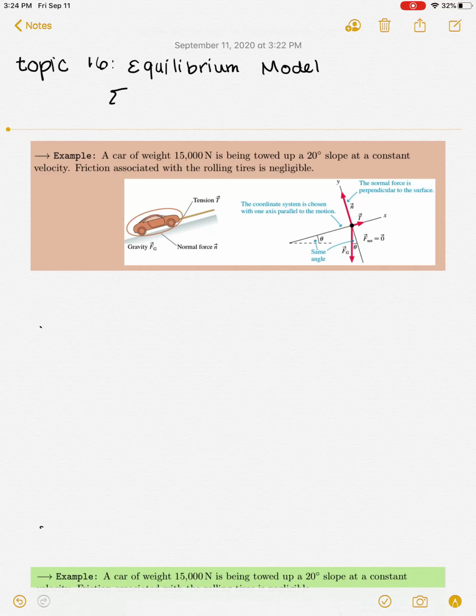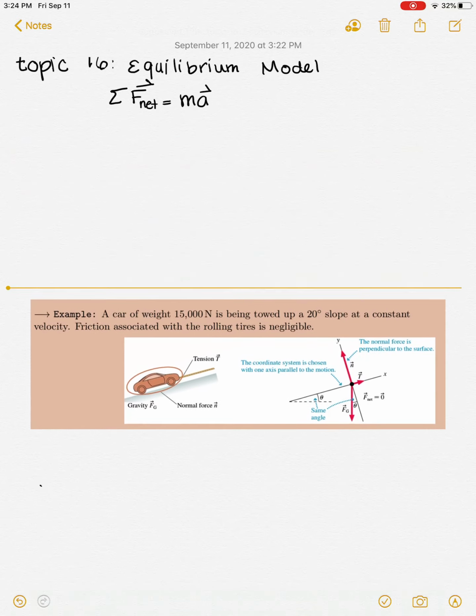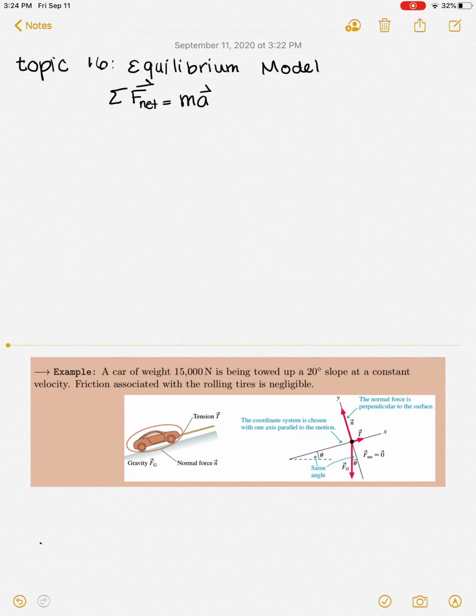Before, whenever we were talking about forces, we know that F net is equal to ma, where our net force is going to be equal to a vector, and then we have mass times the acceleration. So normally what we have to do is split everything up into components. So we have F net x is equal to max, and then F net y is equal to may.